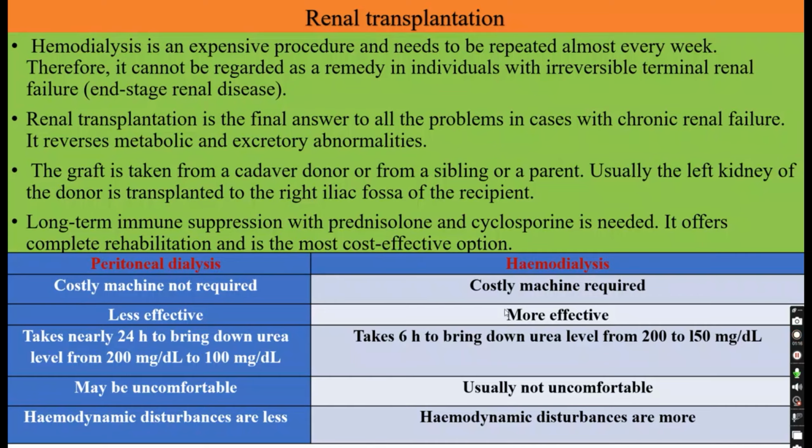Peritoneal dialysis does not require a costly machine, but it is less effective. It normally takes 24 hours to bring down the urea from 200 to 100 mg per deciliter, and it may be uncomfortable. Hemodynamic disturbances are less. But in hemodialysis, a costly machine is required, it is more effective, and takes 6 hours to bring down the urea level from 200 to 150 mg per deciliter.